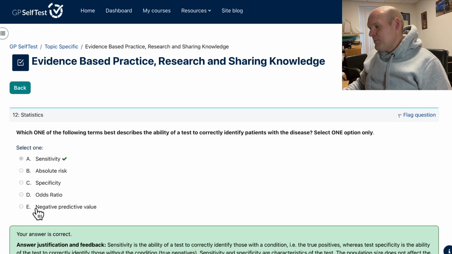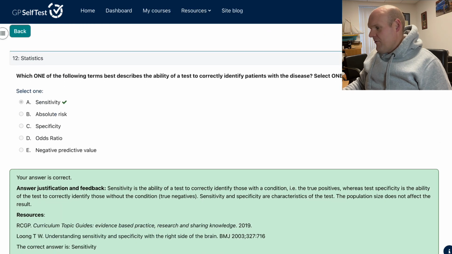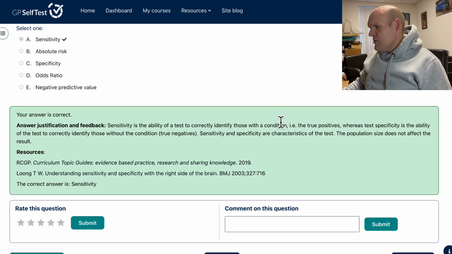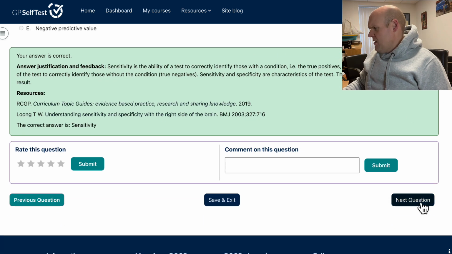Oh, it's spin. No, I did get it right. Phew. There we go. Sensitivity is the ability to test correctly those with a condition, i.e. true positives. Yep. Marvellous.